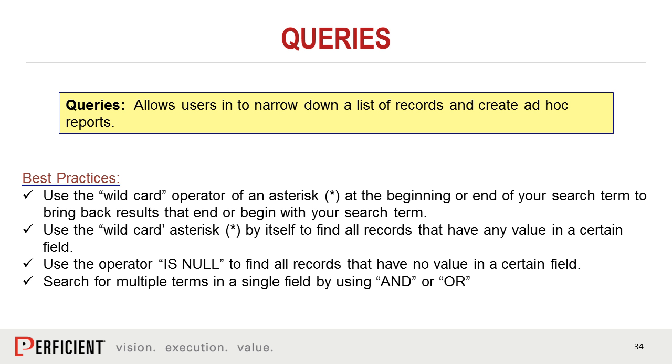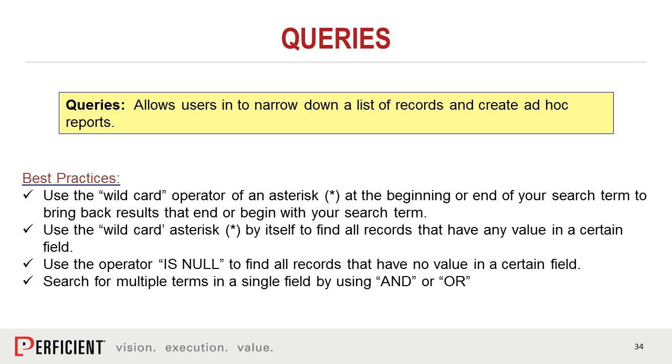Usually a basic query is going to be case sensitive, so you must enter the exact case of the term that you wish to use. The application also has wildcard characters, so you can use an asterisk at the beginning or the end of your search term to bring back results that end or begin with your search term. So you can use that wildcard asterisk with some of your criteria.